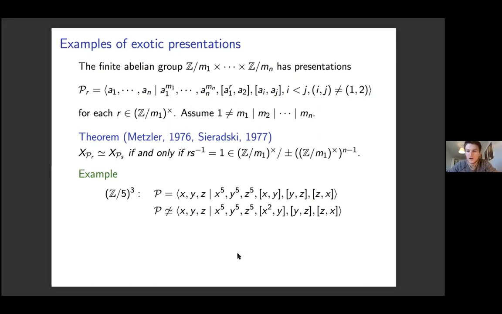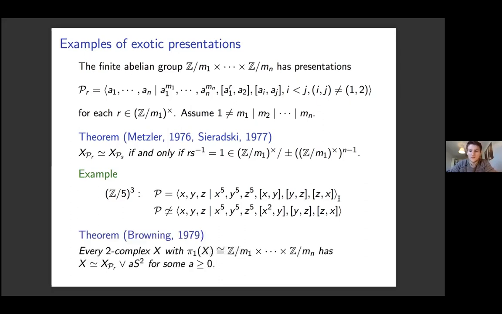An easy example, and rather the smallest example, is the group Z mod 5 cubed. In this case, n is equal to 3. So you need two things that don't differ by plus or minus a square mod 5. In this case, you can take these two presentations. The first one is the case R equals 1, P1. The second case is P2, and this comes from the fact that 2 is not plus or minus 1 times a square mod 5. Okay. So these are our first examples of exotic presentations. And these were found by Wolfgang Metzler in 1976. The above theorem was generalized later by Alan Siradsky.